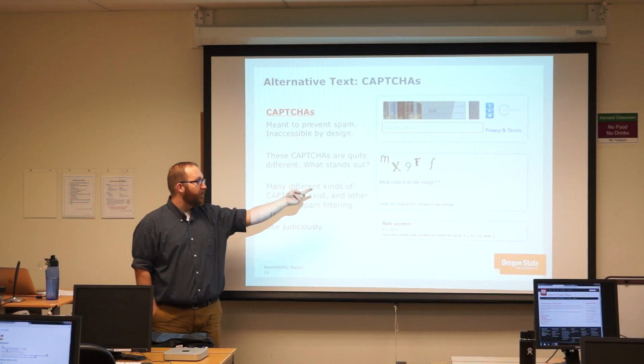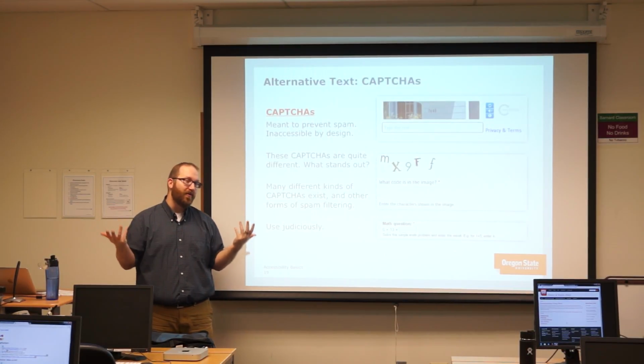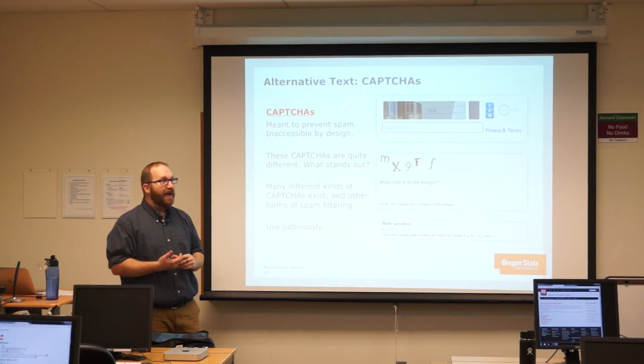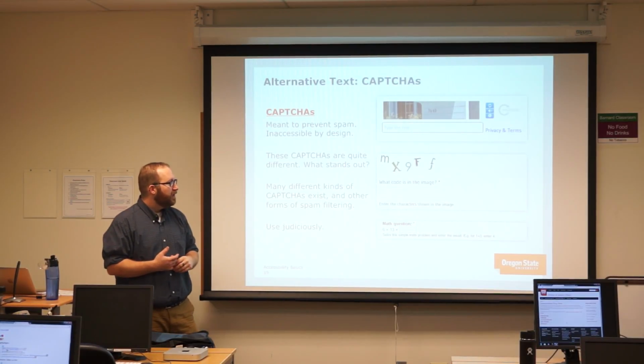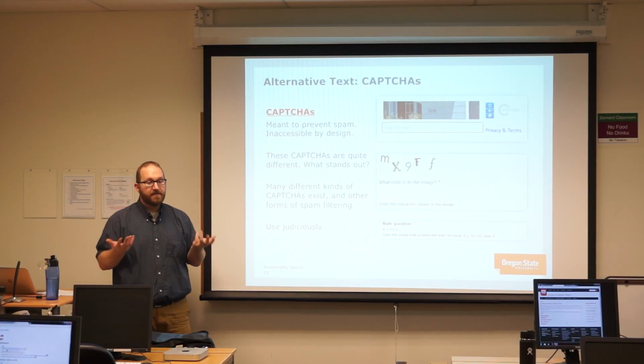So yeah, if this is on a really important page, maybe something like registering for classes, you have to enter a CAPTCHA, I don't know why we would do that, or buy a ticket to a show or something, then someone who's blind is never going to be able to buy a ticket on that website, which is very inaccessible.